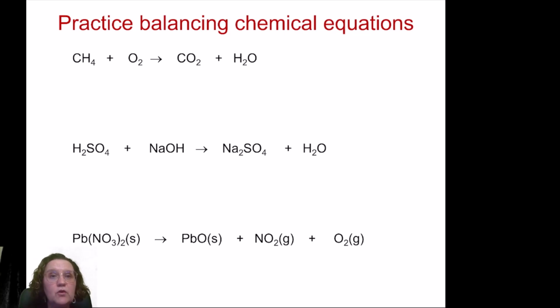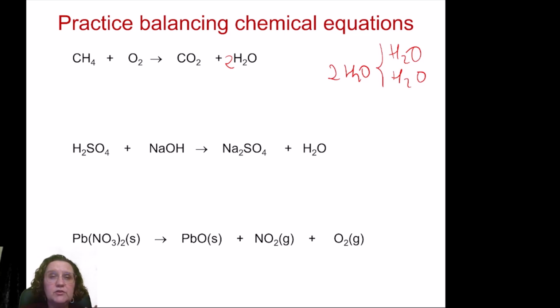If I then move on to the hydrogen, I've got 4 hydrogens on the left-hand side, but only 2 on the right-hand side. So if I want to balance those, then I will need to put a 2 in front of the molecule of water. This means I don't make 1 molecule of water. I actually make 2. This is what my 2H2O means. I don't change the subscript, only the coefficient.